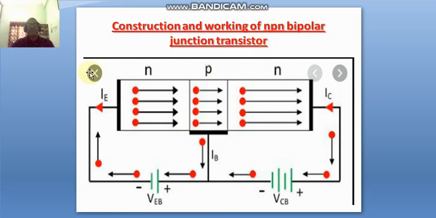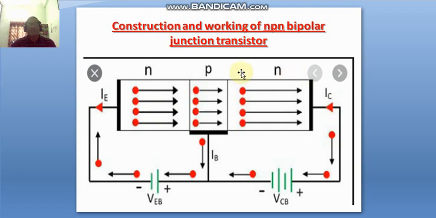So actually an NPN transistor is formed if a P-type semiconductor is sandwiched between two N-type semiconductor materials, then the transistor is known as NPN transistor. Or the second way is if an N-type semiconductor is added to a PN junction diode, then an NPN transistor is formed. This is the formation of NPN transistor.